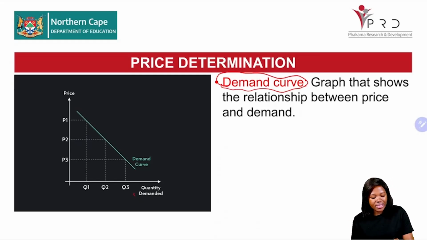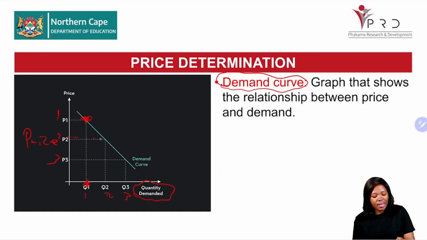Now, on the x-axis, we will always have the quantity demanded as the independent variable. On the y-axis, we will always have what? The price, which is the dependent variable. Now, we have quantity 1, 2, and 3, and price 1, 2, and 3. The first price that is determined in the market is high. What happens when the price is high? Quantity demanded will be low.